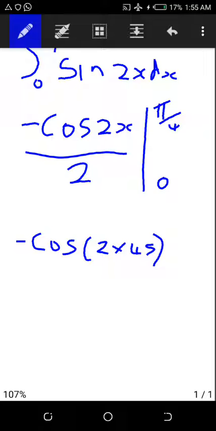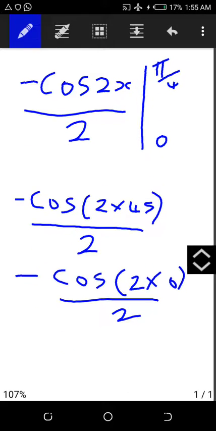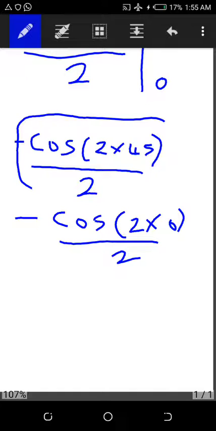So what we have here is minus cos in bracket 2 times 45, because our x in this case is 45, all over 2, minus, then we evaluate for 0 now. We have cos in bracket 2 times 0 all over 2. Evaluating this, 2 times 45 gives us 90 degrees, and cos 90 degrees is equal to 0. So this whole expression evaluates to 0.